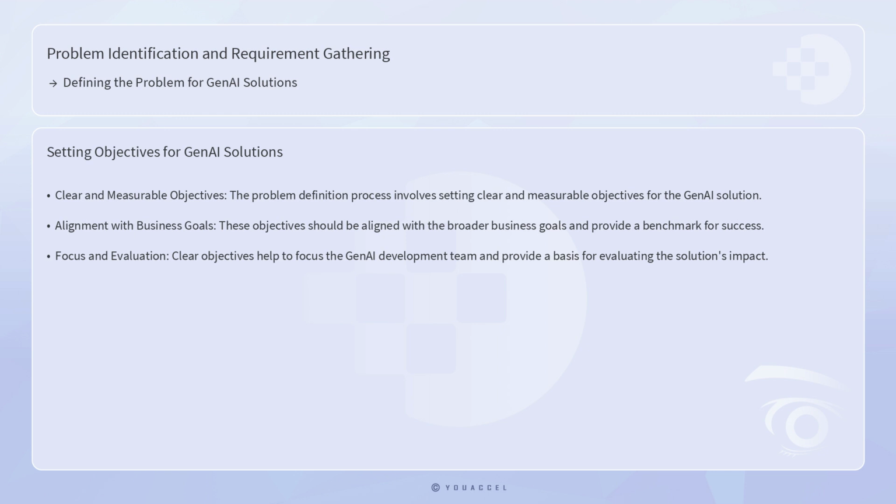The problem definition process also involves setting clear and measurable objectives for the GenAI solution. These objectives should be aligned with the broader business goals and provide a benchmark against which the solution's success can be measured. Objectives might include reducing operational costs by a certain percentage, improving customer satisfaction scores, or increasing production output. Clear objectives help to focus the GenAI development team and provide a basis for evaluating the solution's impact.